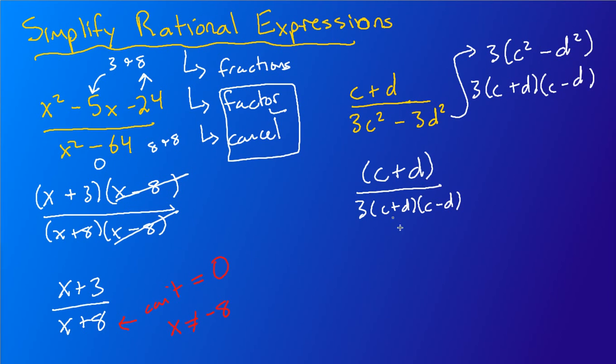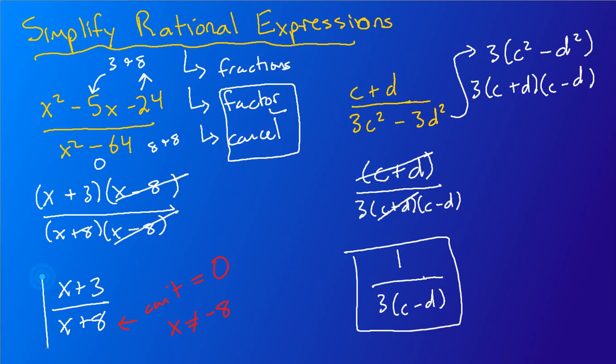And I take a look, what's in common? Well, c plus d is in common between numerator and denominator. So those cancel. When they cancel, they don't change to zeros, though. They change to a 1. So I have 1 over 3 times c minus d. And this is my answer. And this was my answer over here.